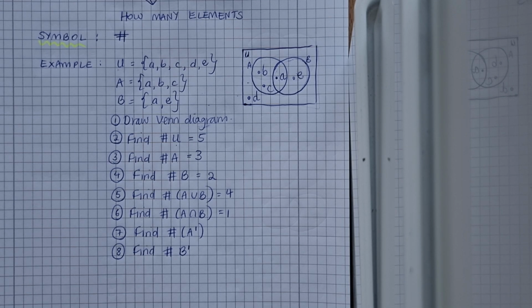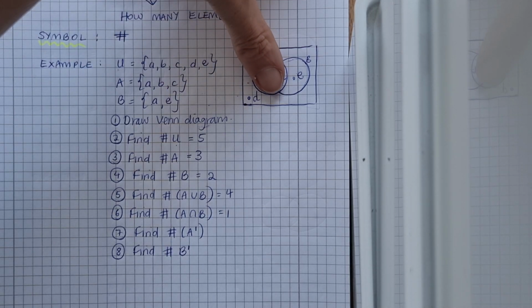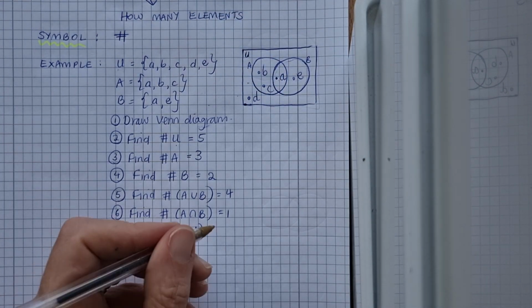Now, a little bit of remembering stuff. What does this guy mean again, the little dash? That's A complement, isn't it? So what's outside of A? And I want to know how many things are outside of A. So I'm going to cover over the A set. And how many elements can I see? Well, it's just the D and the E, isn't it? So I've just got 2 elements out there.